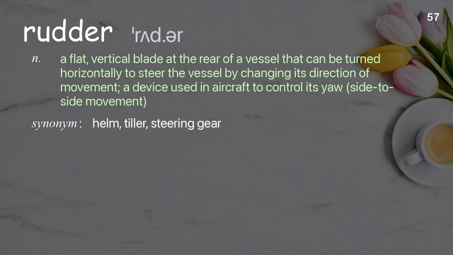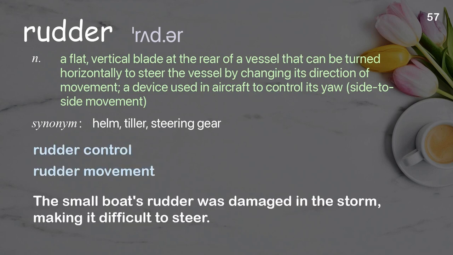Rudder. A flat, vertical blade at the rear of a vessel that can be turned horizontally to steer the vessel by changing its direction of movement; a device used in aircraft to control its yaw, side-to-side movement. Examples: rudder control, rudder movement. The small boat's rudder was damaged in the storm, making it difficult to steer.